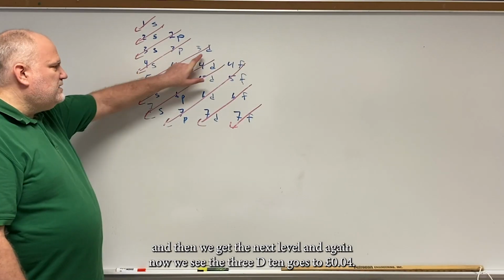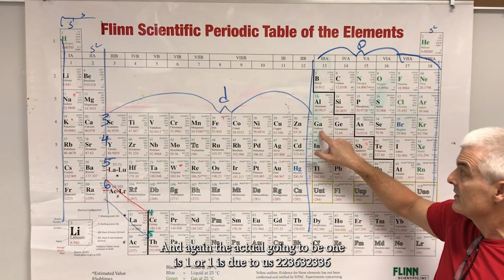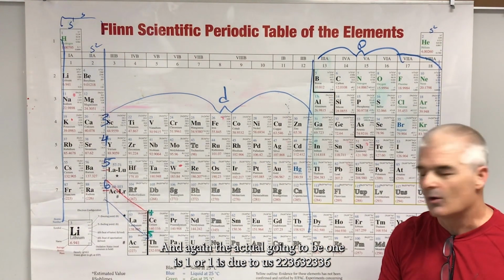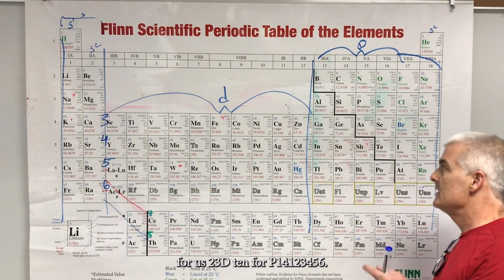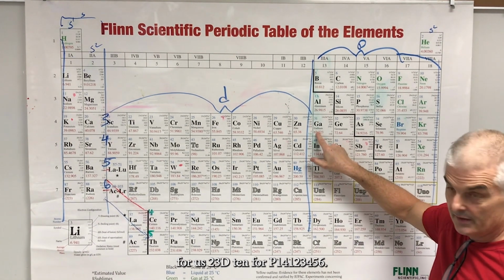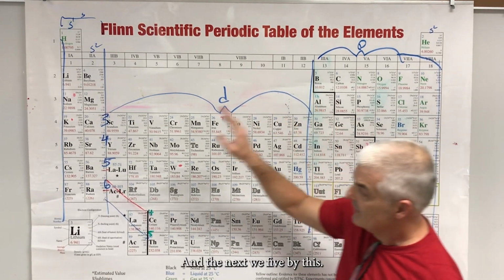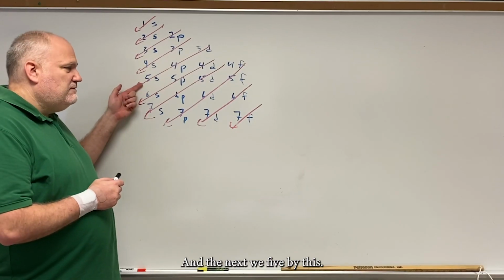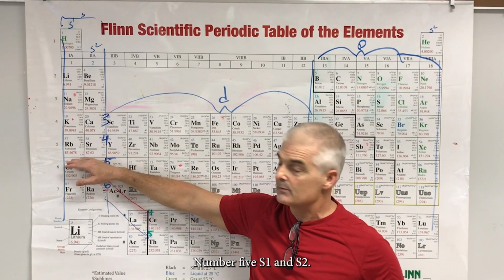And again, now we see the 3d10 goes to 4p. So gallium is 4p1. The actual gallium would be 1s2, 2s2, 2p6, 3s2, 3p6, 4s2, 3d10, 4p1, 4p2, 3, 4, 5, 6. And then next? 5s. Again, you just read the table like a book, left to right, top to bottom.